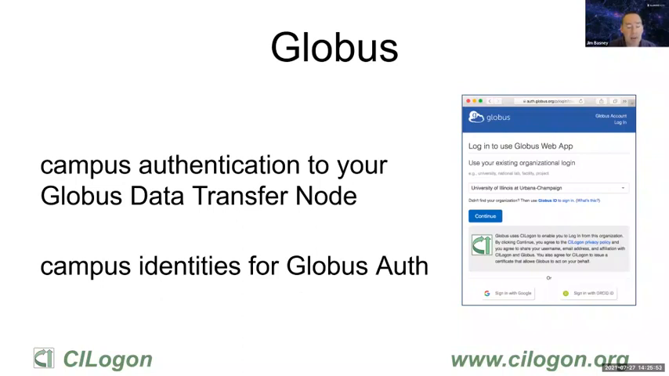Globus is another example of a widely used application that uses CILogon for federated identity. This includes your Globus data transfer node that is likely part of your science DMZ on campus. CILogon enables your federated login to that node, but also a growing number of applications are using Globus Auth to get OAuth tokens from the Globus platform. And so your federated login from CILogon can enable your access to Globus Auth as well.